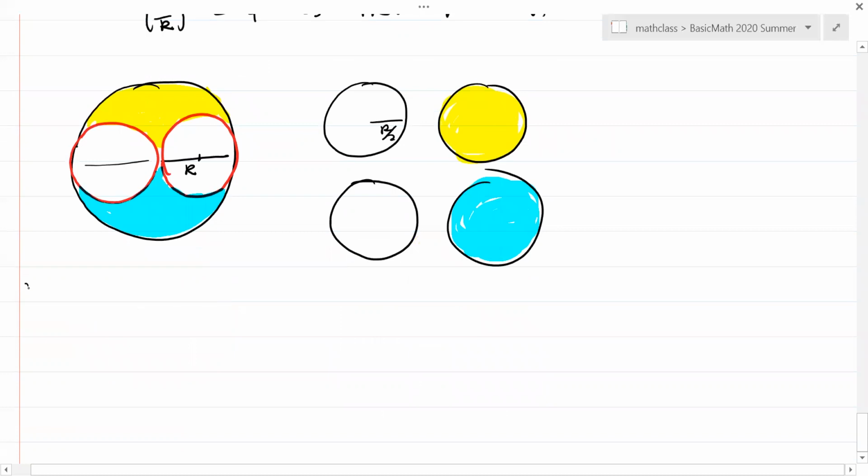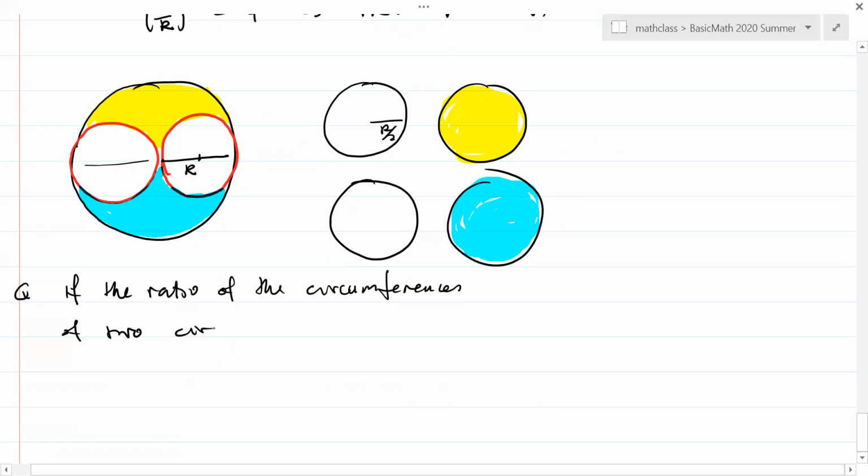Okay, so let's take a look at the next problem. If the ratio of the circumference of 2 circles is 1:4, what is the ratio of the areas?